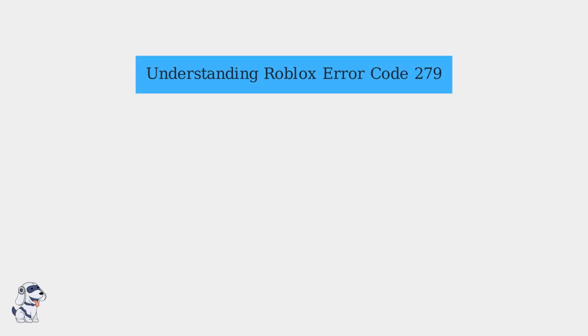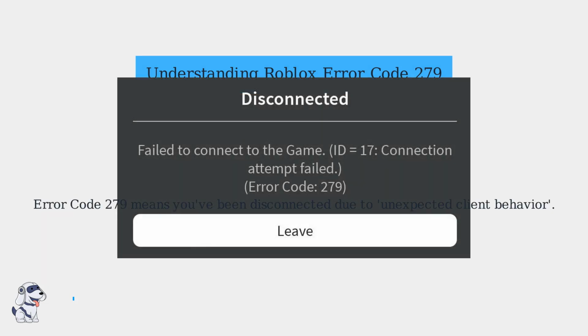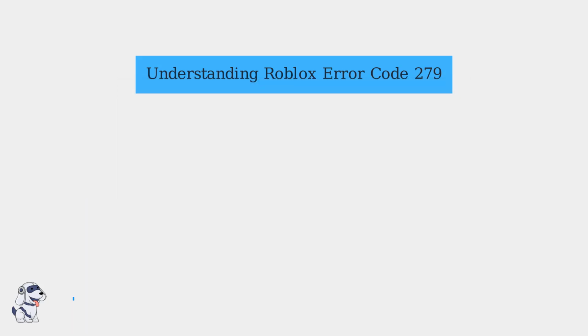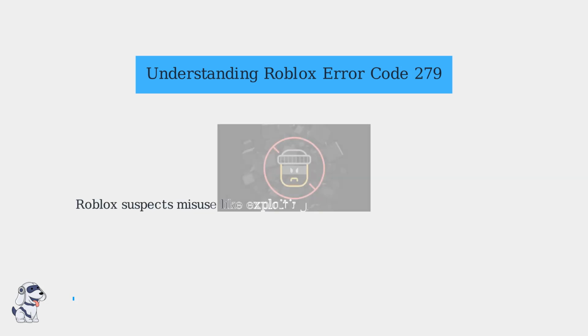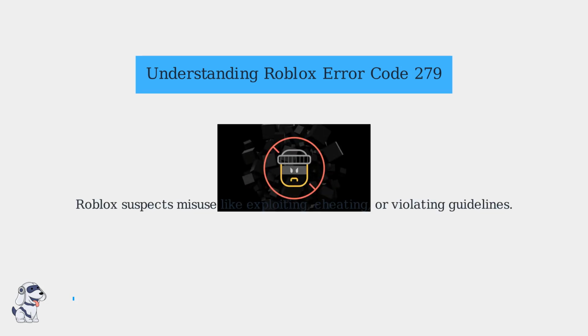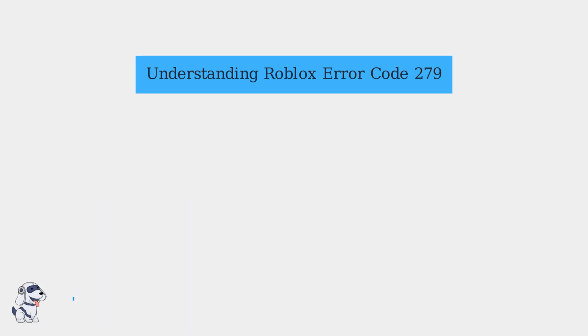Error code 279 in Roblox appears when you've been disconnected from a game due to unexpected client behavior. Officially, Roblox describes this as suspected misuse of the platform, such as exploiting, cheating, or breaking community guidelines. This isn't a server crash, but a deliberate security measure triggered by Roblox's anti-exploit systems.